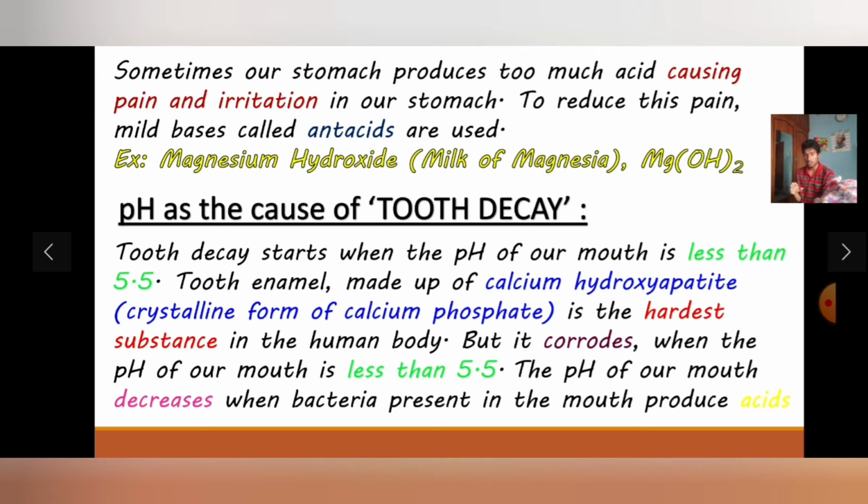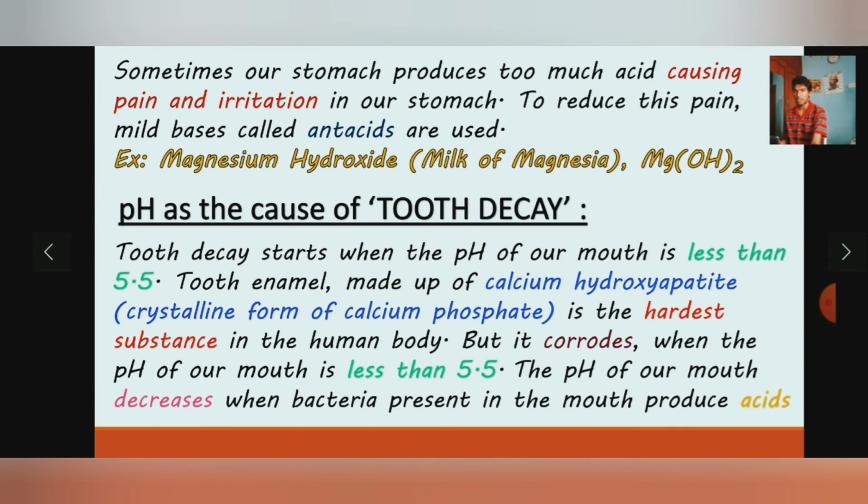Now tooth enamel is the hardest part in a human body. It doesn't mean that it doesn't corrode. The pH level less than 5.5 can corrode the enamel. So we have a part in our teeth which is called tooth enamel, whose chemical name is calcium hydroxyapatite, which is a crystalline form of calcium phosphate. Crystalline form means a hard form of this calcium phosphate. So this is the hardest part of a human body. Nothing is as hard as the enamel in a human body.